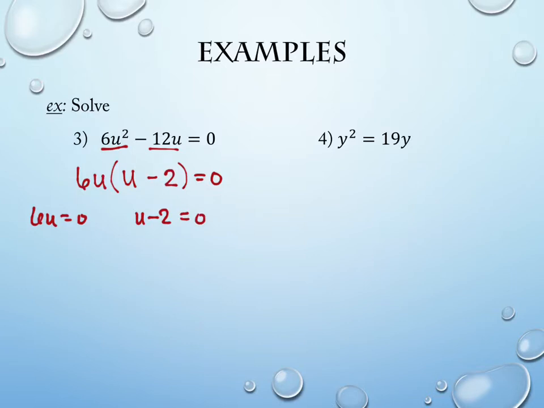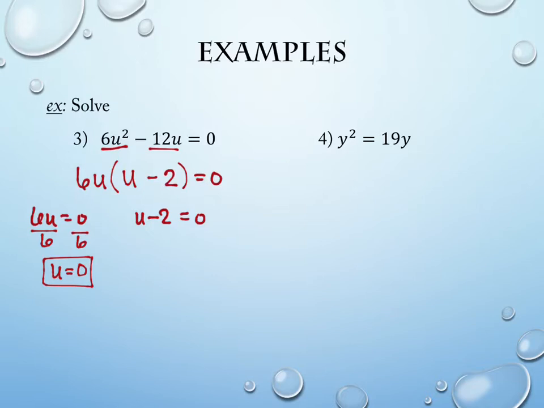So if 6u is equal to 0, what do I do? Divide by 6. Not very exciting because 0 divided by 6 is 0. And again, could I check that? Sure. And I could check it in the original equation I was given. If I put 0 into 6u squared minus 12u, do I get 0? I do. It zeroes out each component. The whole thing zeroes out.